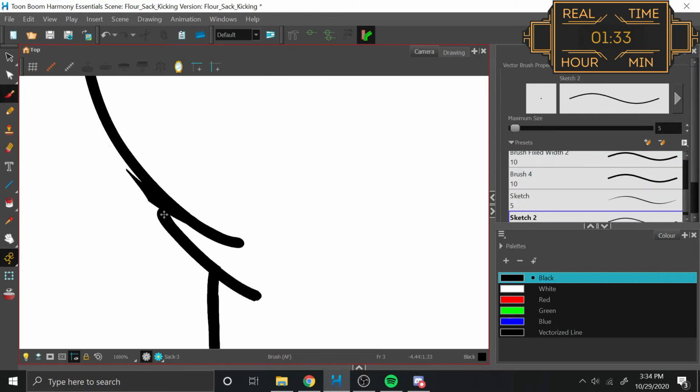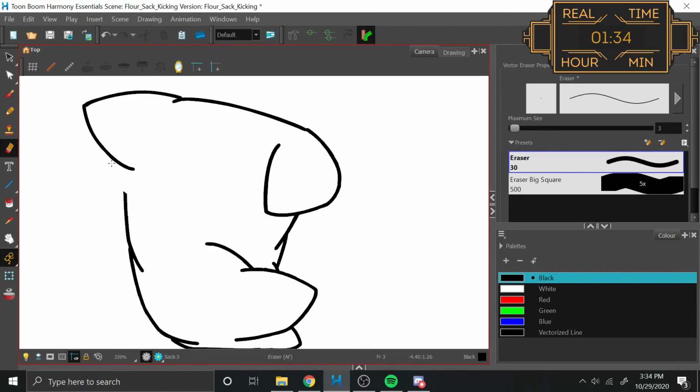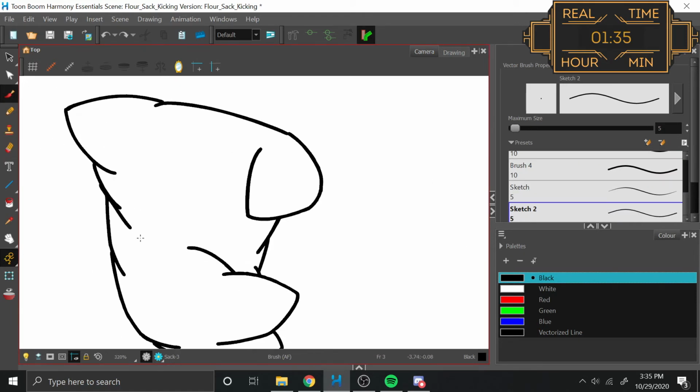From there, all that was left to do was to sort out all the wrinkles and the folds that really emphasized the stretching going on from the twisting tension between the sack's right arm and right leg.